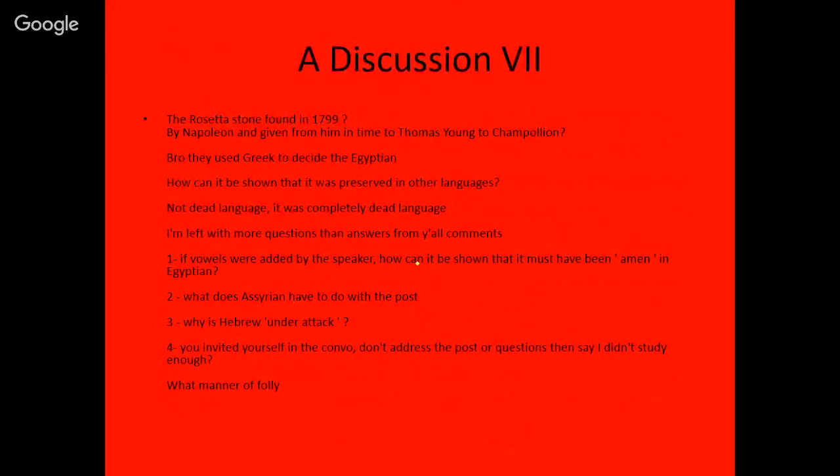Discussion part 7. The Rosetta Stone found in 1799 by Napoleon and given from him in time to Thomas Young to Champollion. Bro, they used Greek to decipher the Egyptian. How can it be shown that it was preserved in other languages? Not a dead language, it was a completely dead language. I'm left with more questions than answers from y'all comments.